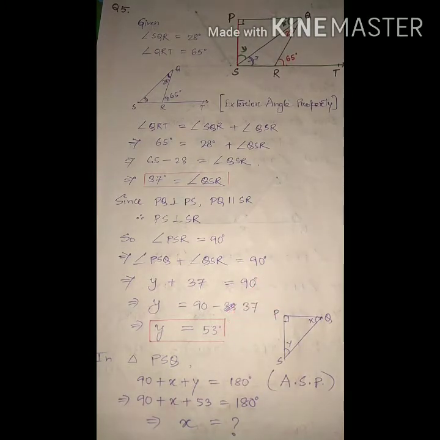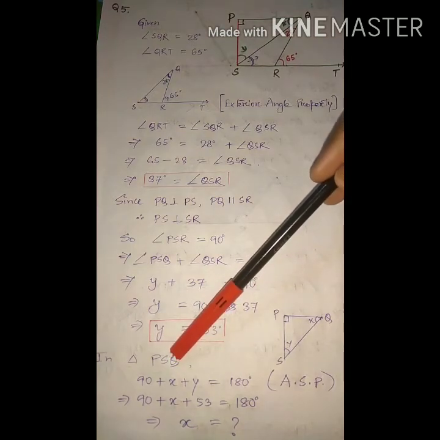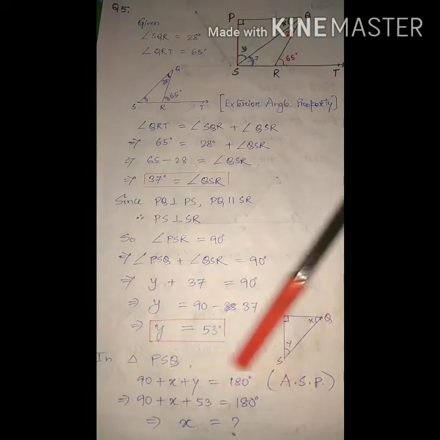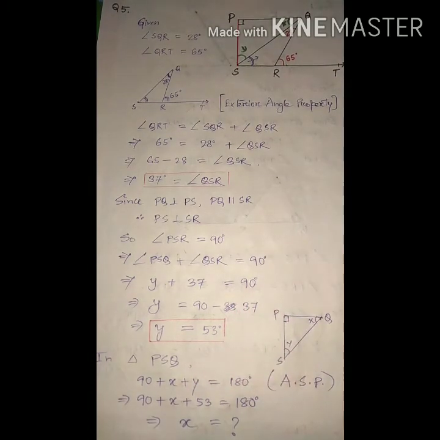53 degrees. After that, if you see this triangle PSQ drawn separately, the sum of the angles of this triangle is 180 degrees. This angle is 90, we put X and Y, and the total is 180. If you calculate this, from here you can find the value of X. Is it clear? Okay.